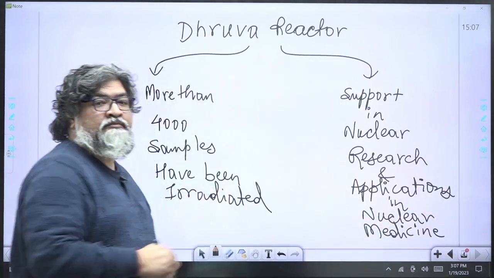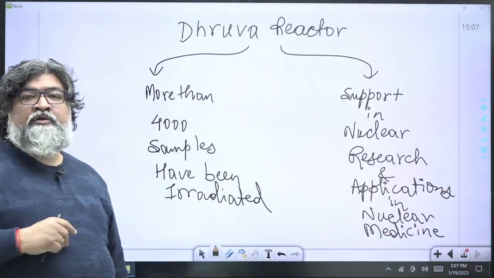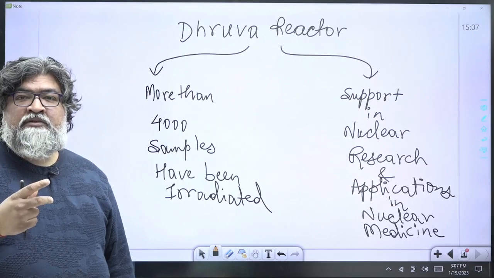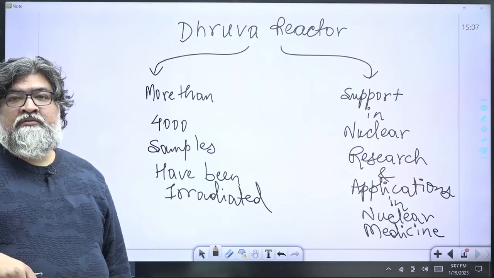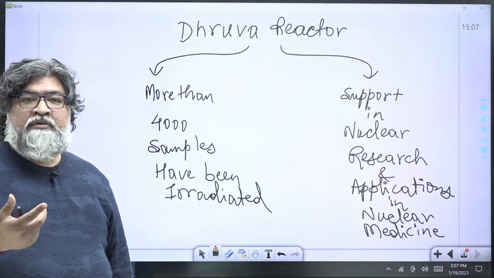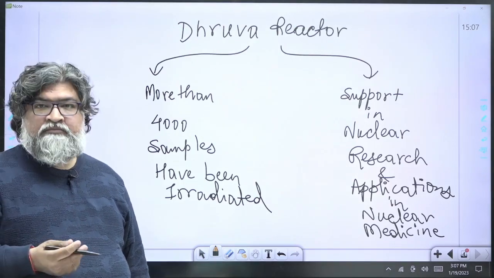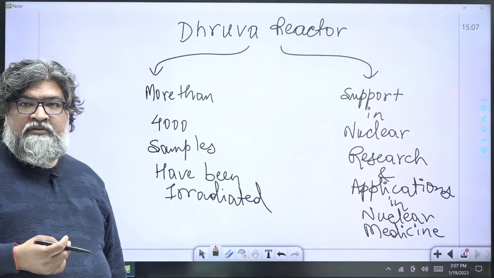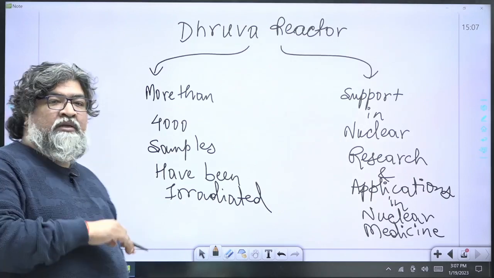Radioisotopes are again there. Another very important reactor. Again, the fact which you need to remember, the fact which you need to be aware of. There could be a question asked in the exam. Now let's look at another thing here.